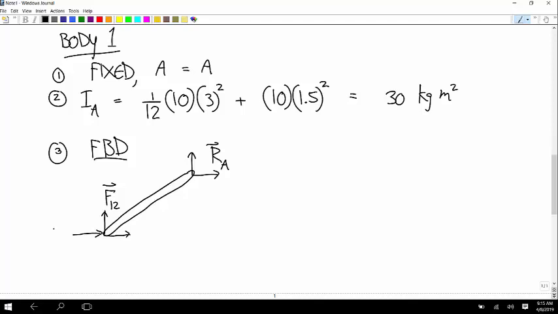So 600. Our about point is here. And so the rho vector, force vector, moment vector.